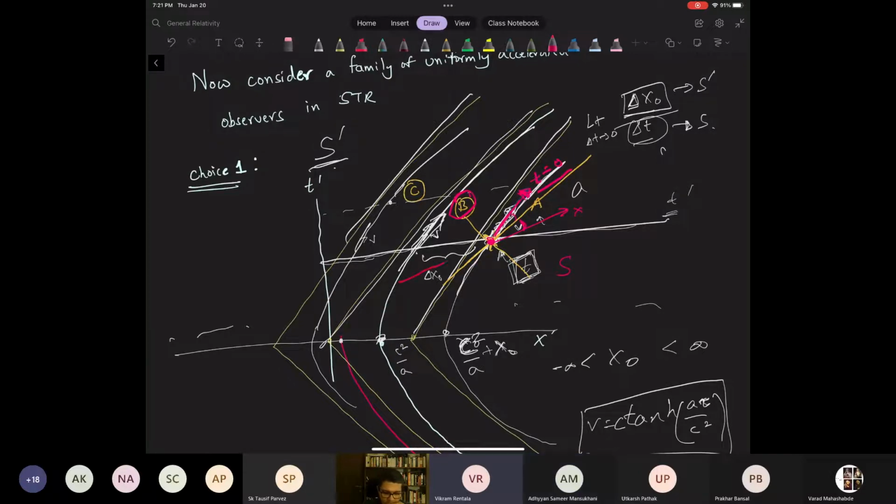Yeah, so the t equal to 0 axis is this axis. It's just the x-axis. And so the x equal to 0 axis.